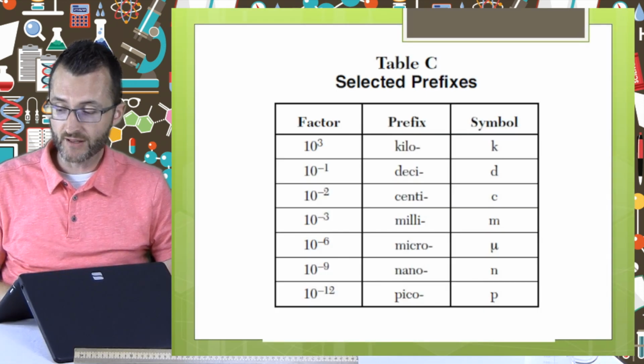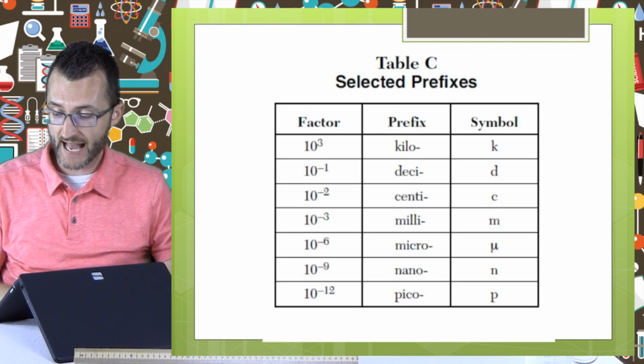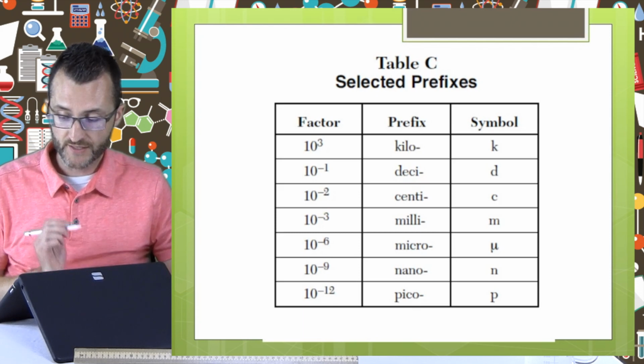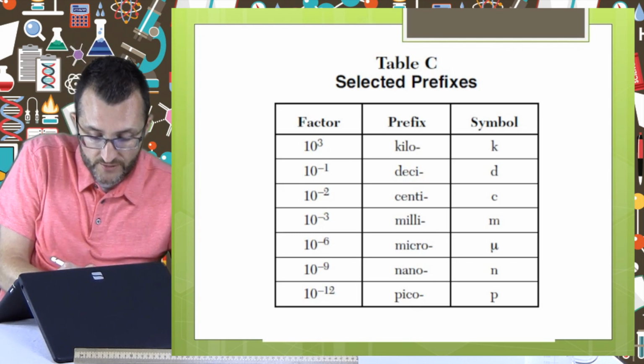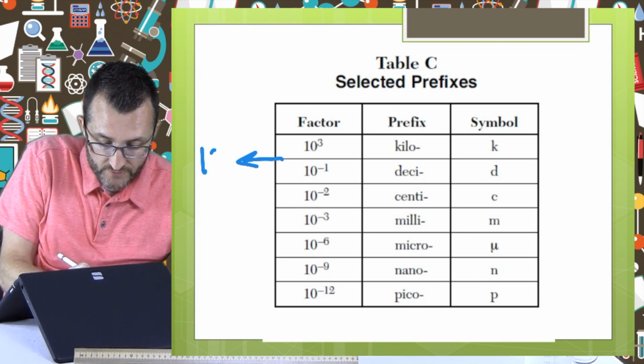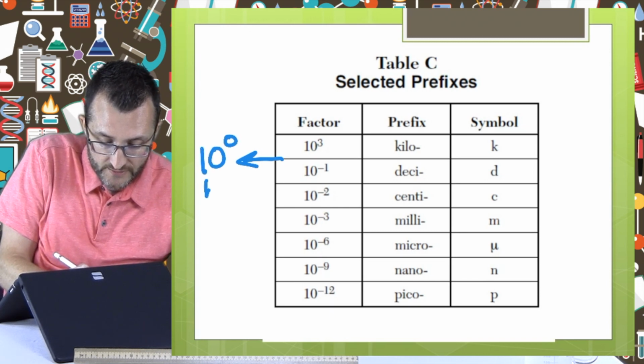I would like you to label on the PowerPoint slide and also on your actual reference tables. We want to know where the base unit goes. Well, if you remember, the base unit is 10 to the 0. So it's going to be between kilo and deci. Write 10 to the 0 and note that it is the base unit.